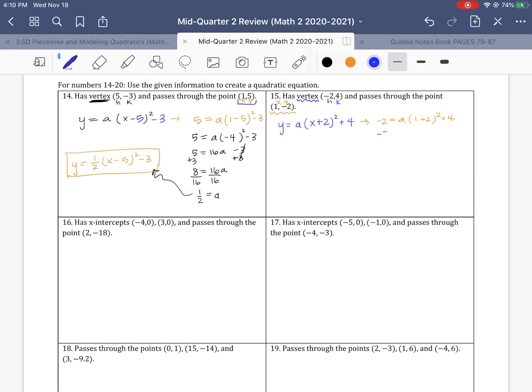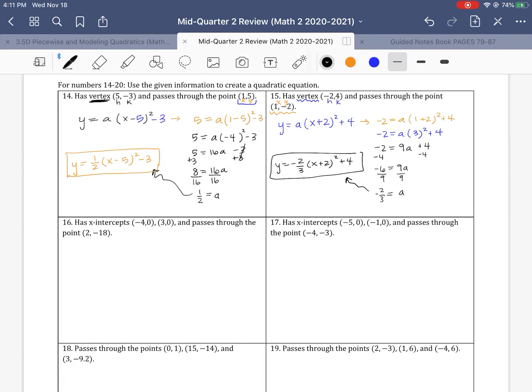Then we're going to simplify, again starting inside the parentheses, so we get 3 squared. And if we square that 3, we still have -2 equals, that's 9 and a, so 9a. We have +4, so we minus the 4. -6 is equal to 9a. We divide by 9. And a is equal to -2/3. So again, we finish by putting that in to make the final equation. We get y is equal to -2/3 times (x plus 2) quantity squared plus 4. Okay, there's our equations.